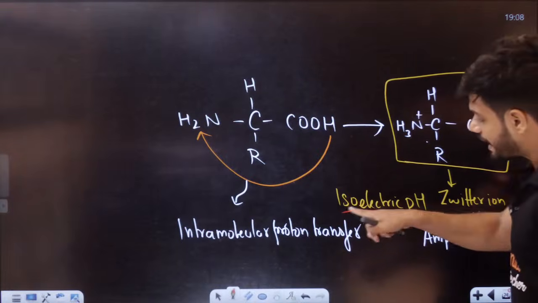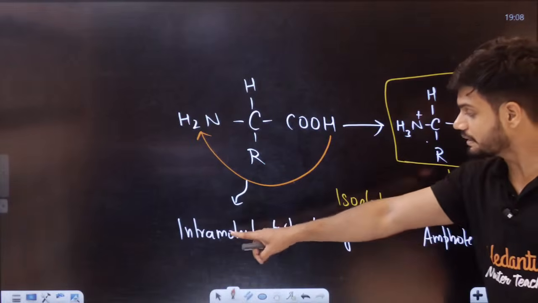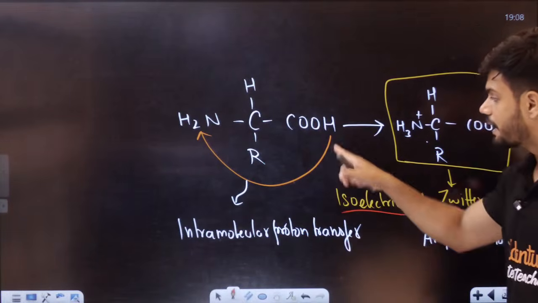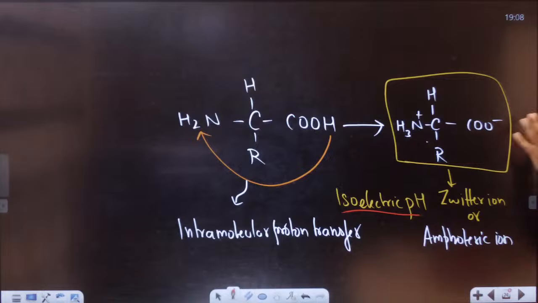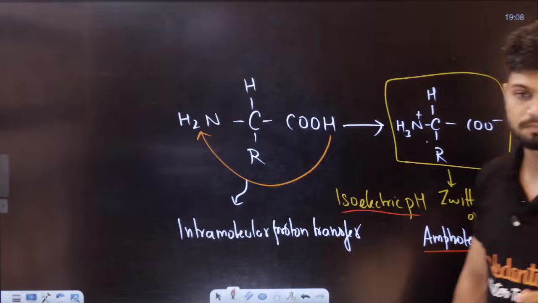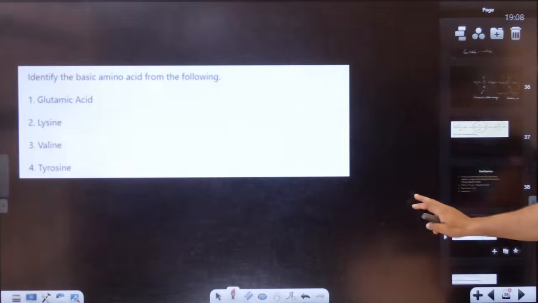What happens at isoelectric pH? This hydrogen is transferred here, right? Intramolecular proton transfer happens, and because of this transfer, there is a Zwitterion formation like this. It is also called amphoteric ion at isoelectric pH, students. How many of you understood? Raise your hands. Students, how many of you understood? Raise your hands quickly. If you understood, solve this question quickly.